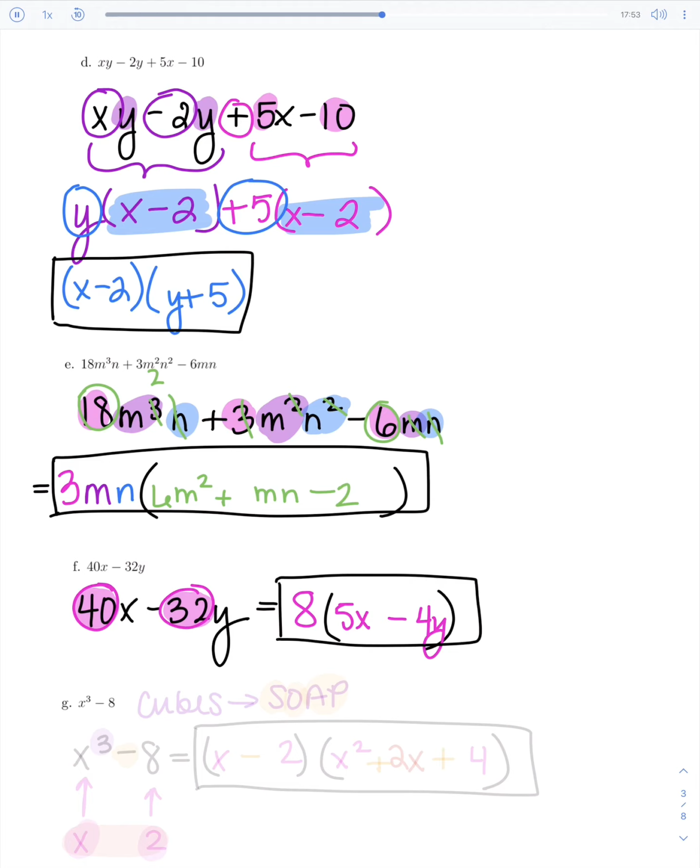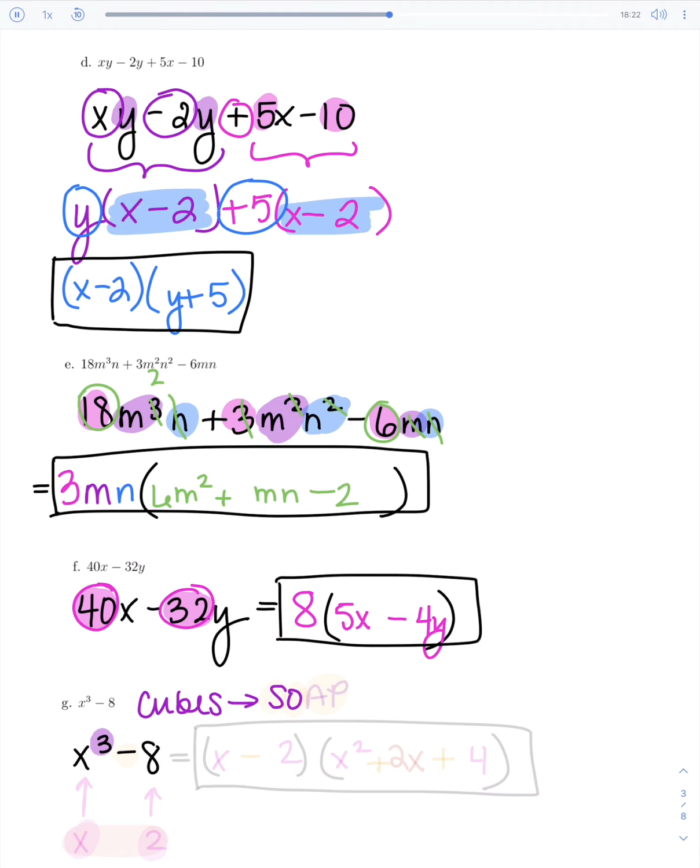Let's take a look at G. In G, we've got x cubed minus 8. Notice we have 2 pieces. They don't have anything in common, so I can't factor out a greatest common factor. So I'm going to go based on how many terms I have, which is 2 terms. It means I've either got squares or cubes. Now notice, because our exponent's divisible by 3 only, I am looking at cubes. Well, remember, cubes is our more complicated one.